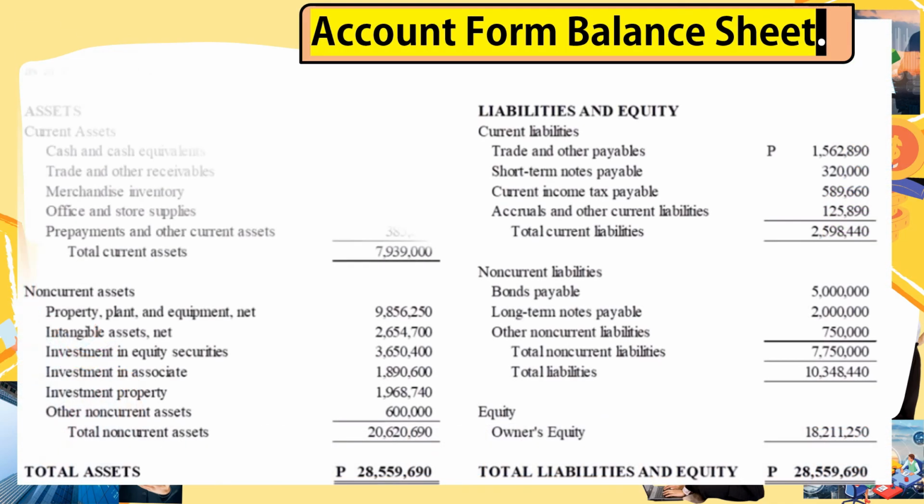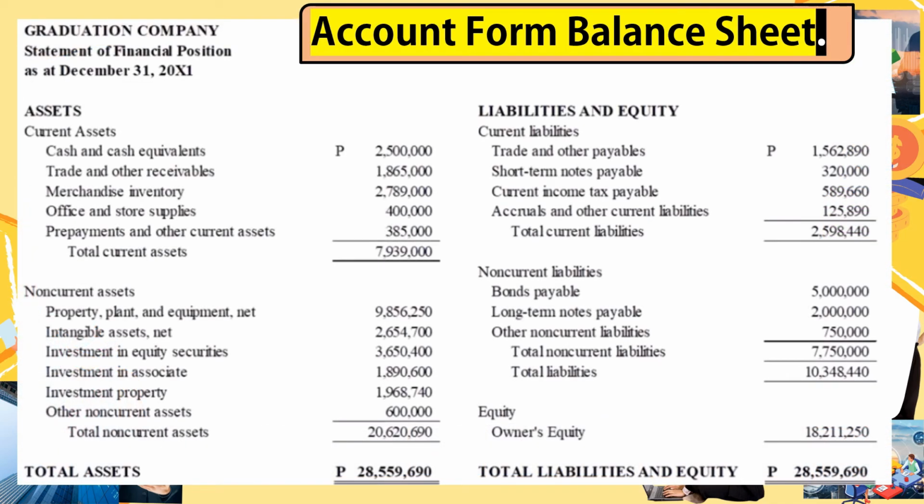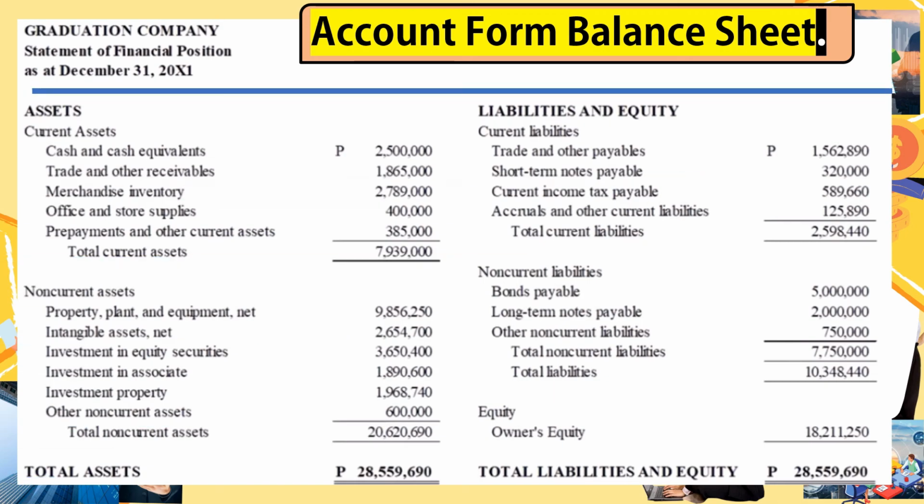Assets, with the current and non-current assets, are placed at the left side. Then, at the right side, we have the liabilities, with current and non-current liabilities, plus the owner's equity. Now, why is it account form? If you try to observe, it looks like a T account, where the normal balance of the asset is the debit side at the left side, and the normal balance for the liabilities and equity is the credit side, or the right side.